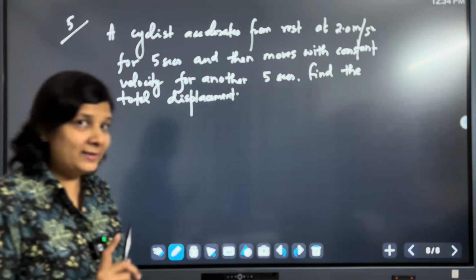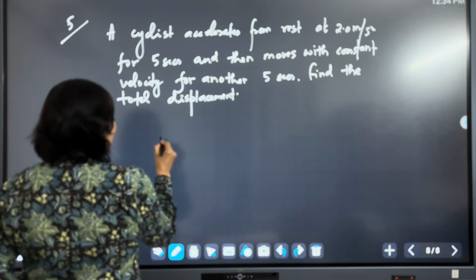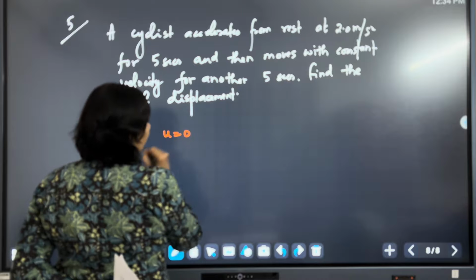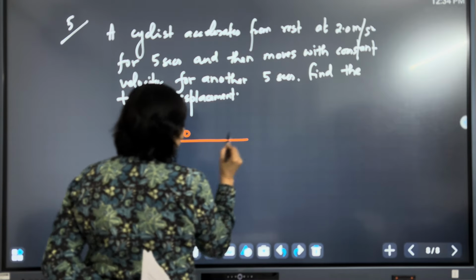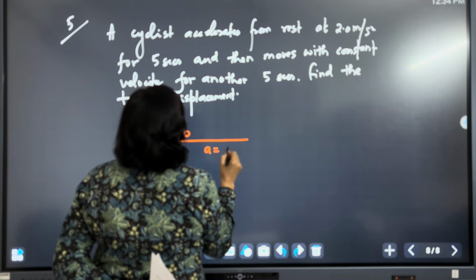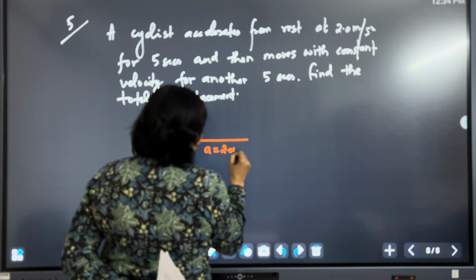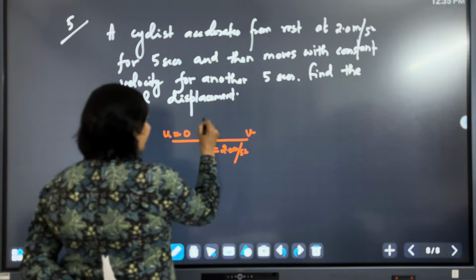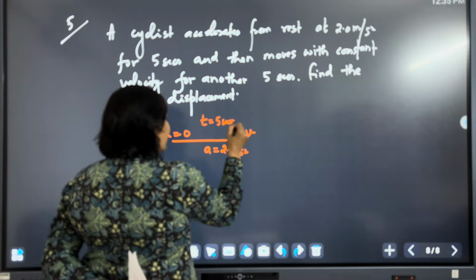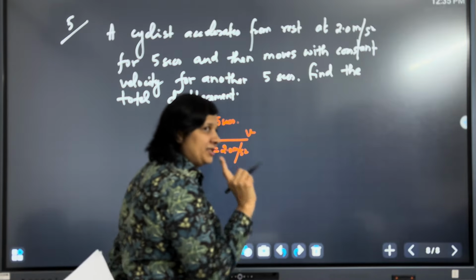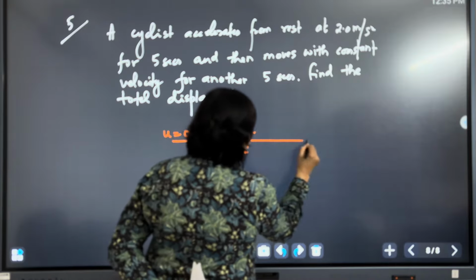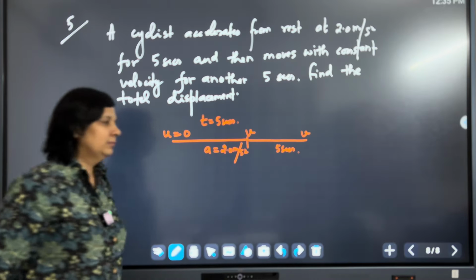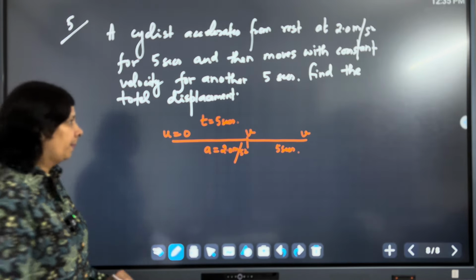Okay, so now this is a two-stage problem. Why? Because the cyclist first accelerates. It starts from rest, u is equal to 0. It accelerates from here till here with acceleration 2 meter per second square. So it has attained a certain velocity, right? And the time is 5 seconds. After that, whatever velocity it has achieved, it will keep on moving with that velocity for another 5 seconds. This is clear?